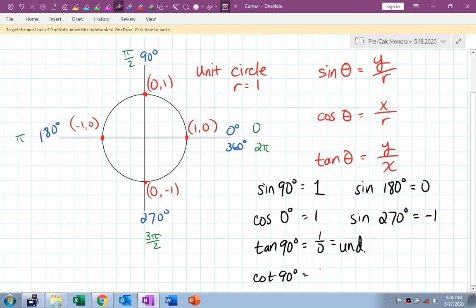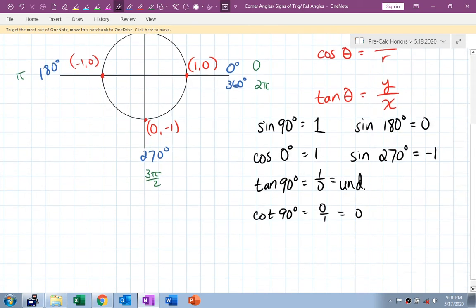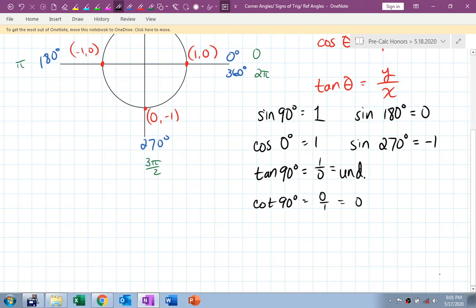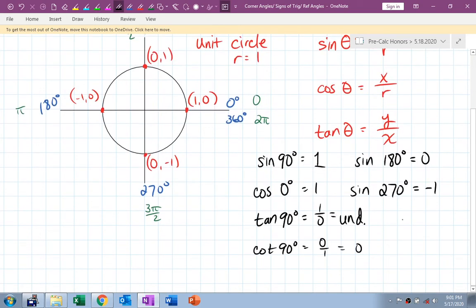So really this is 0 over 1, so it's 0. Okay, because remember, cotangent is the reciprocal of tangent. So you flip the fraction. We could do a boatload of these if we really wanted to. But as long as you're cool with the reciprocals and stuff, let's do another reciprocal one.